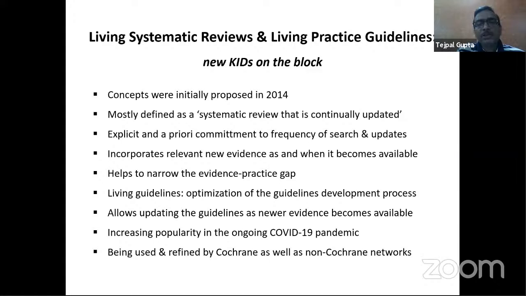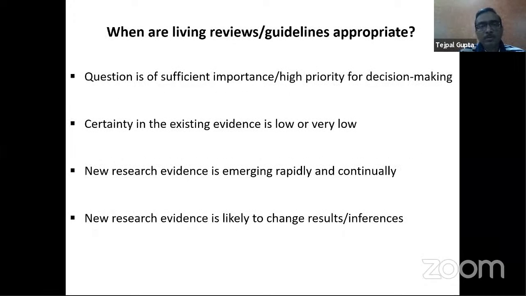Living systematic review is defined as a systematic review that is continuously updated. There is an explicit and a priori commitment to frequency of search and updates. It incorporates relevant new evidence as and when it becomes available, which helps to narrow the evidence practice gap. The living guidelines are an optimization of the guideline development process, which allows updating the guidelines as the newer evidence becomes available. This has gained a lot of traction and popularity in the ongoing COVID-19 pandemic and is being used and refined by Cochrane as well as non-Cochrane networks.